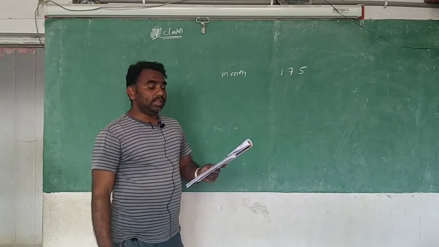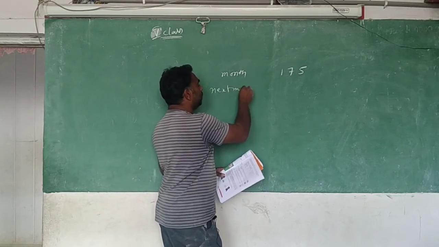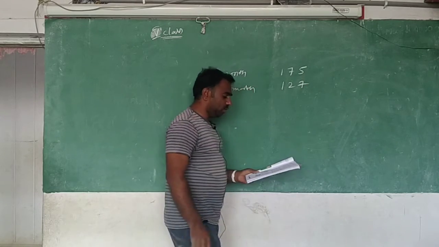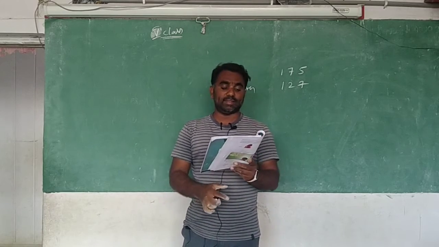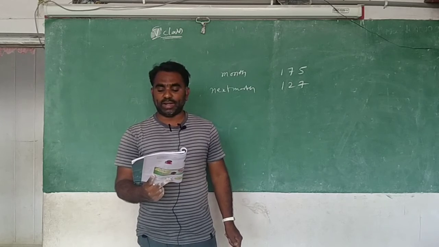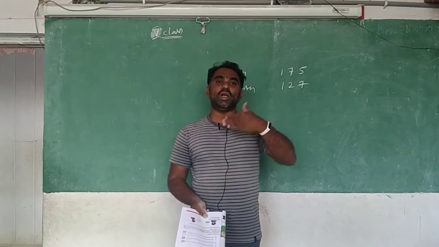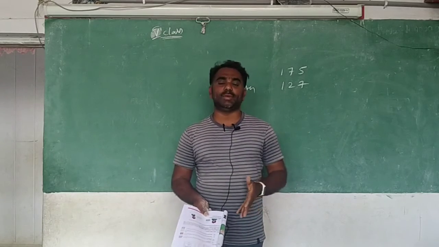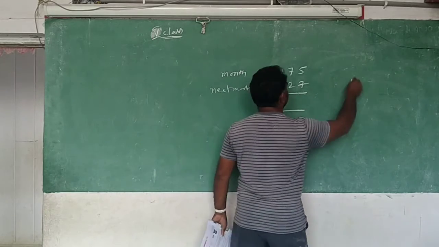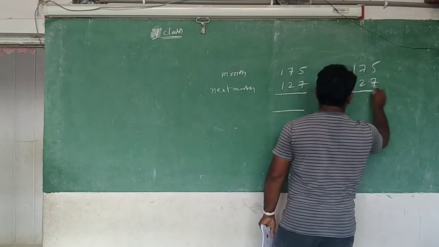In the next month, the second month, they made 127 chalk boxes. After the 2 months, Gopi asked his friend Rafi, how many chalk pieces have you made? Totally how many chalk pieces you made, the friend asked. Then the 2 friends did the addition like this. Can you tell me whose answer is correct?